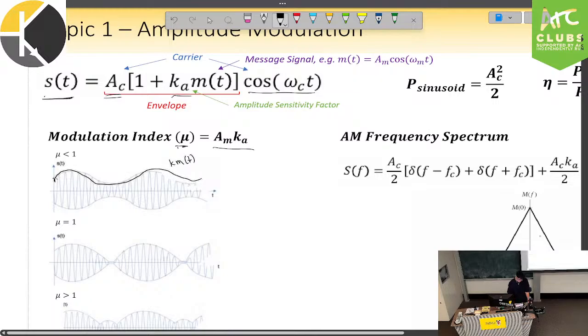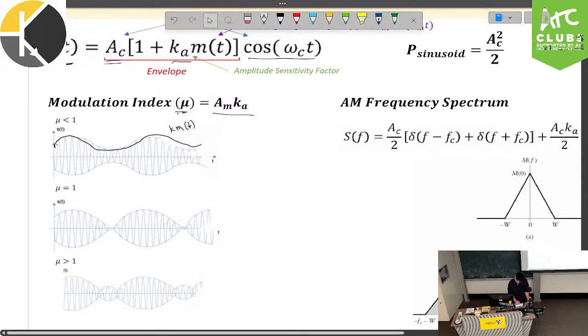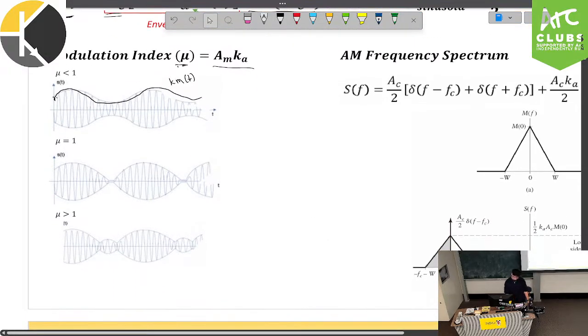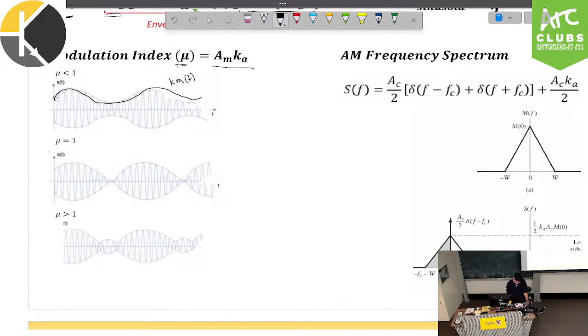Then moving on to our modulation index, mu. Mu is given by Am times Ka. Some things to note with mu. The value of mu is very important, specifically when your mu value starts to approach 1. When you approach 1, the envelope hits exactly on the time axis, and anything beyond that, the envelope will intersect the time axis and come through like this. And this is a major issue because then we get what are called zero crossings. And we'll get into why that is important later on.